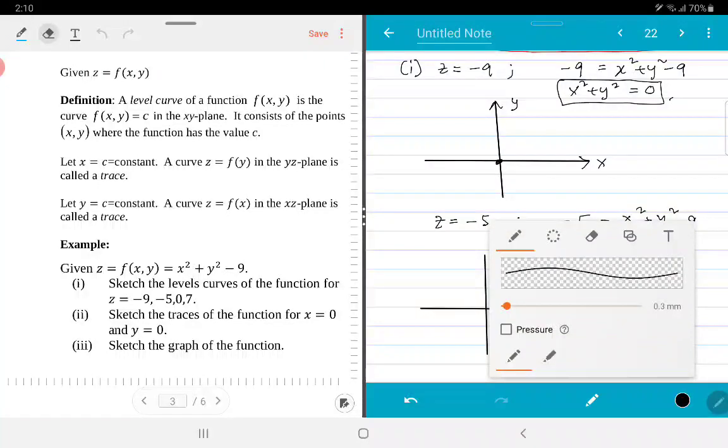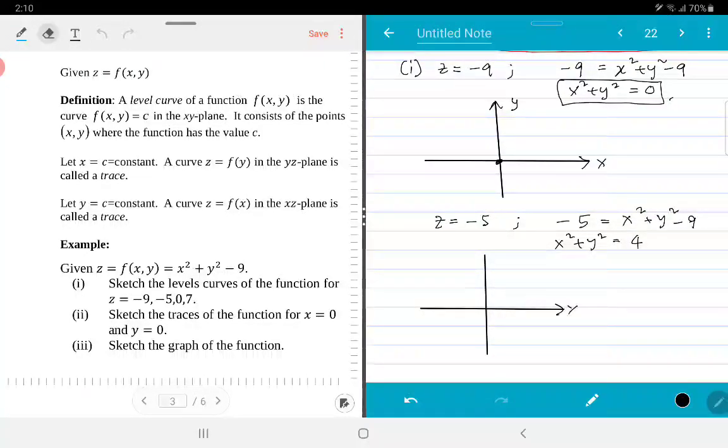So sketching that on the xy plane, this is just a circle of radius 2. Let's say that's a 2, -2, and 2. So you just sketch the circle. Not very pretty there. So we have a circle of radius 2.